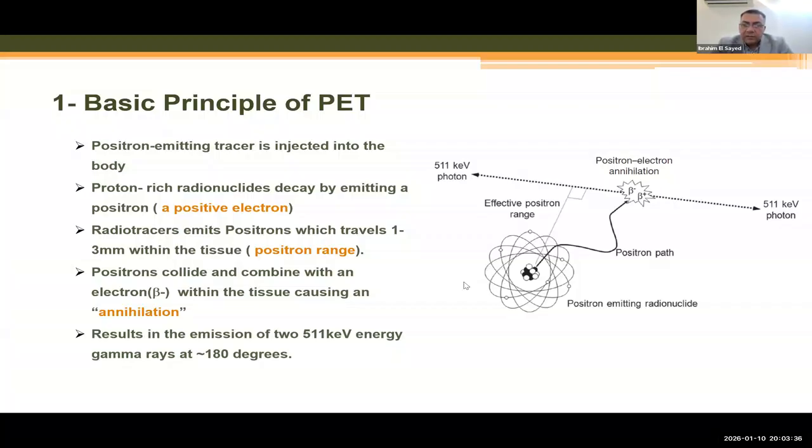The positron doesn't travel far after injection. It slows down due to Coulomb interactions with the orbital electrons in the surrounding tissue of the patient, losing energy through multiple collisions. This path is called the positron range, and it's typically from 1 to 3 millimeters. We can see it here. I will get a pointer.